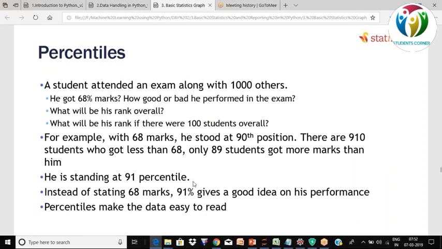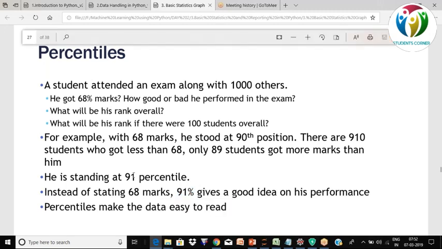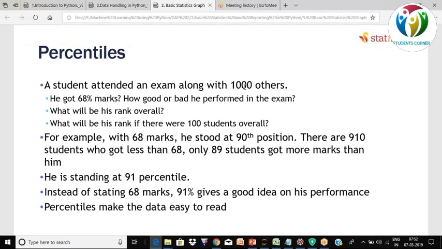Yeah, so he stood at 90th position, right? So instead of stating 68 marks, we can say that he's standing at 91 percentile. That means there are 90 people who have scored better, so out of 1,000 only 90 students are better than me and the rest of them are below me.